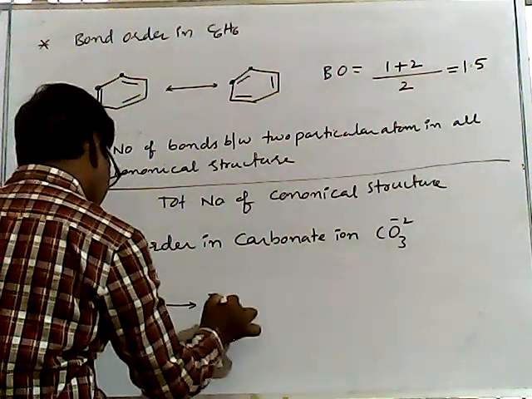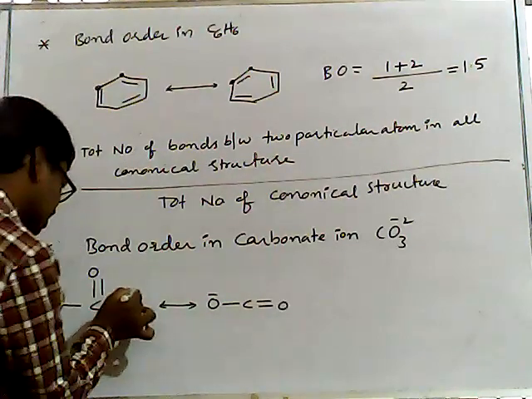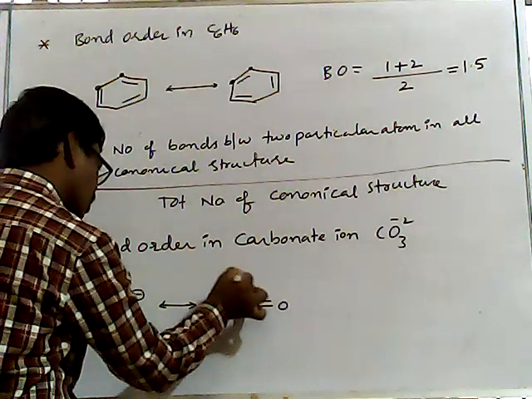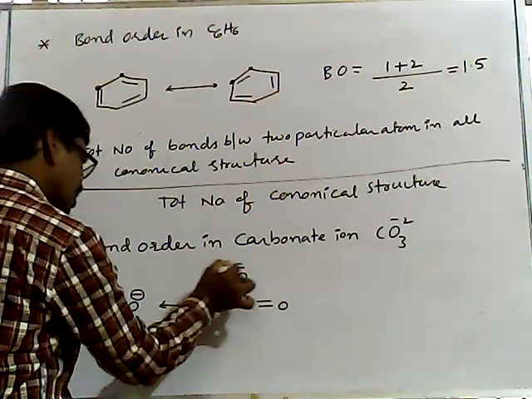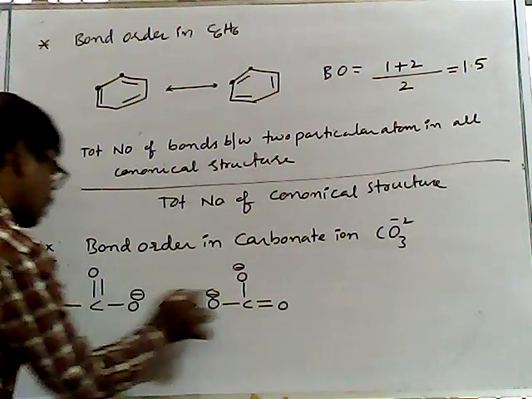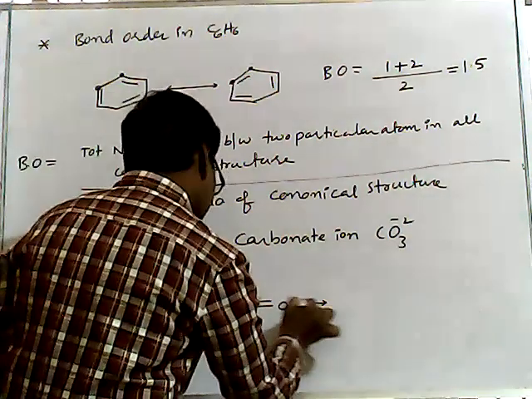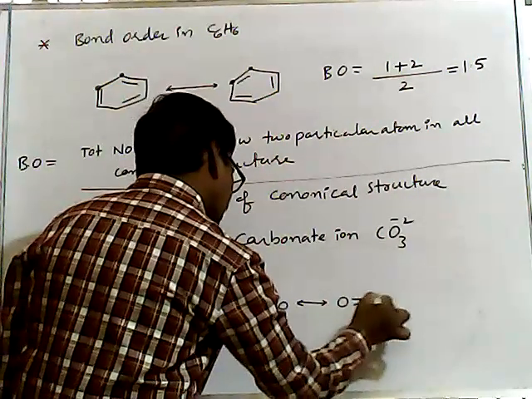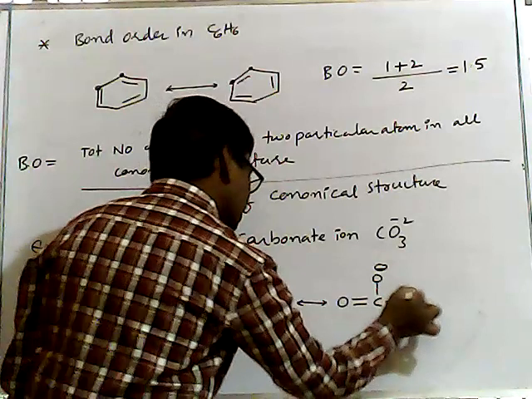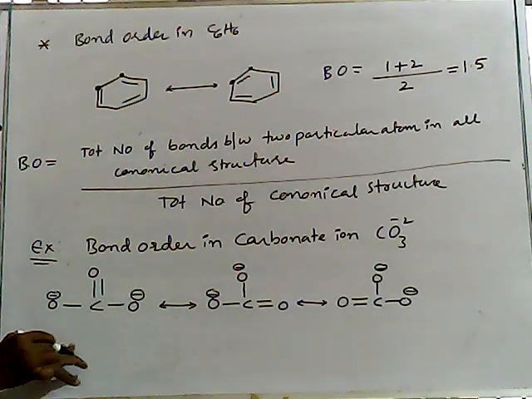Here I am writing O minus, and here double bond O, because this negative charge is shifted here and this bond moved toward this side. So here O minus. Similarly, whenever this bond shifts here, it will move toward this side. So one more structure is here oxygen double bond C, here O minus, then here O minus. These are the 3 possible resonance forms or canonical structures for the carbonate ion.